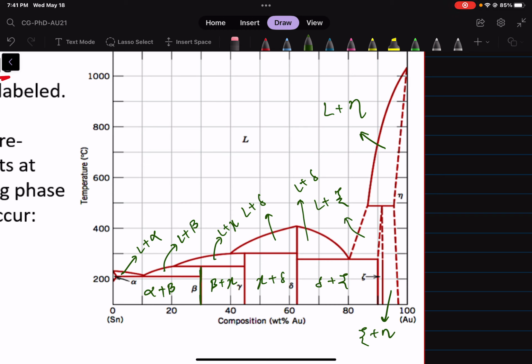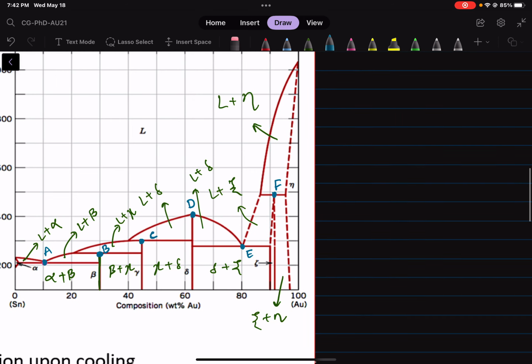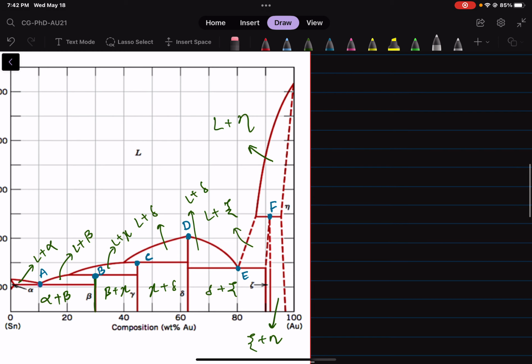Let's look at the points where incongruent or congruent transformations are happening or could be happening. So we have a point over here. Let's call that point A. We have a reaction happening here. Let's call that point B. We have a reaction happening here. Let's call that point C. Then we have a reaction happening here. Let's call that point D. We have another transformation happening here. Let's call that point E. And then at this point, let's call that point F. So we have these points A to F at which transformations are happening.